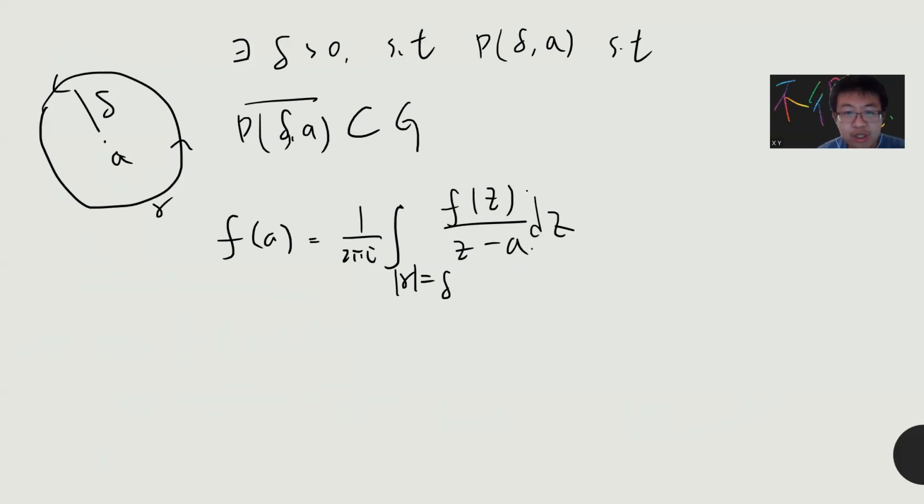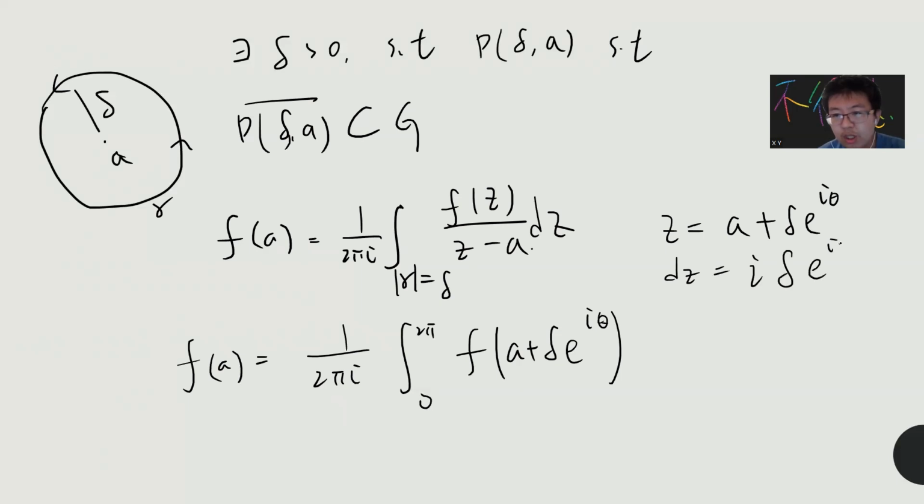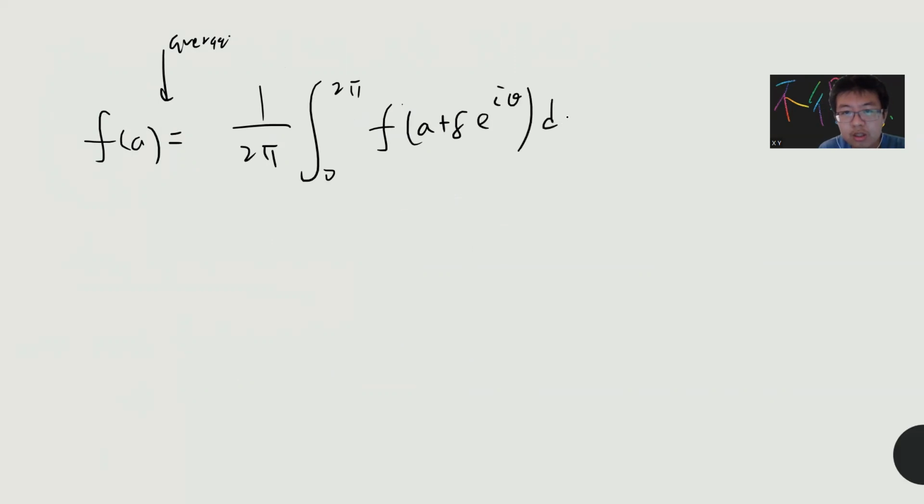Now you can make a change of variable. Because I chose a circle, I can let z equal a plus delta e^(i theta). So I get f(a) equals 1 over 2 pi i, integral from 0 to 2 pi of f(a plus delta e^(i theta)), and dz will be i delta e^(i theta) d theta. The i delta e^(i theta) cancels, and I get a famous result: f(a) is the average, 1 over 2 pi, integral from 0 to 2 pi of f(a plus delta e^(i theta)) d theta.